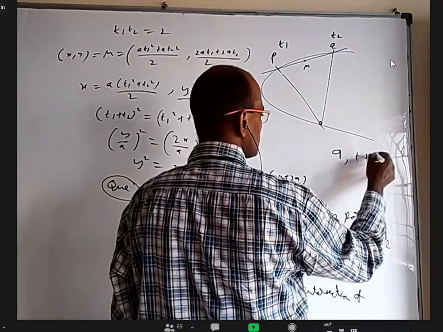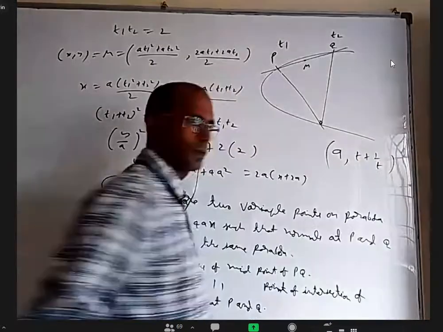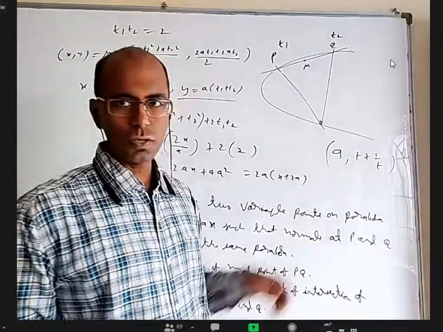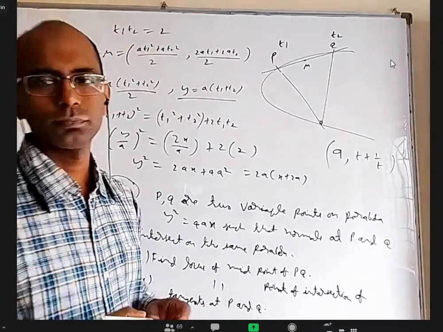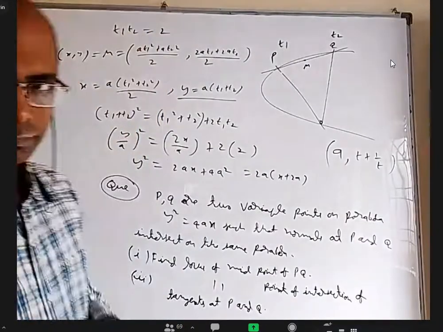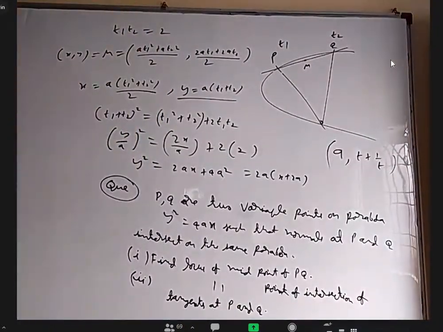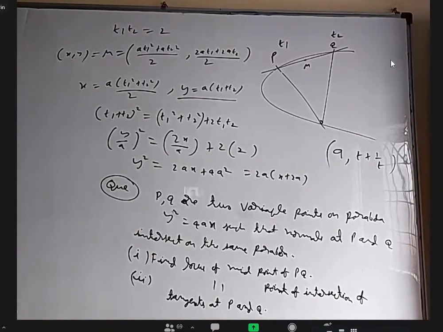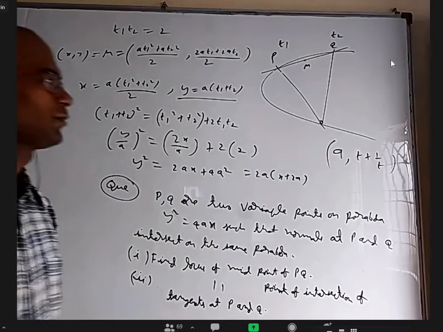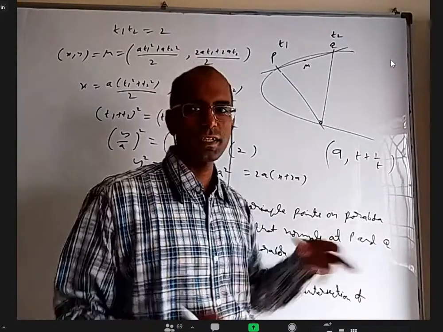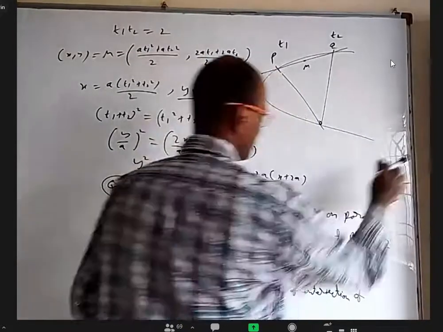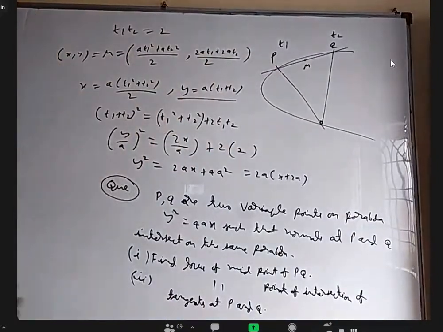Nine comma T plus 1 by T. Look at this point. If I change T, will the point change or not? Yes, sir. Can anybody tell what is the locus of this point? X equals 9. Yes, because whatever you change, the y coordinate is changing, but the x coordinate is the same, so it is a vertical line, x equals 9. Now the locus is x equals 2A. Yes, that's it. This simple one thing.